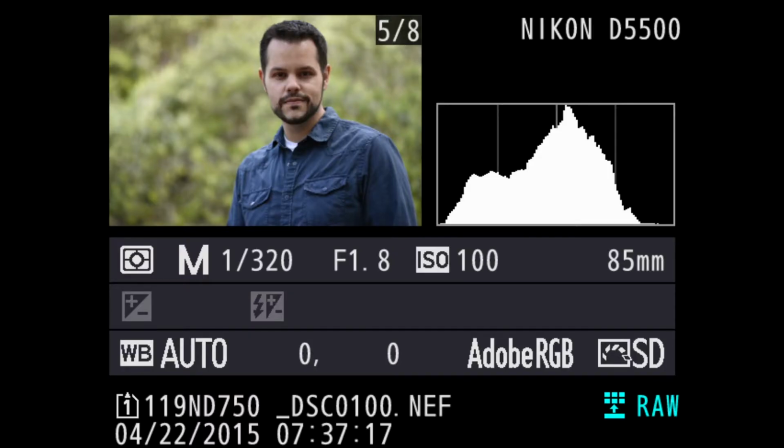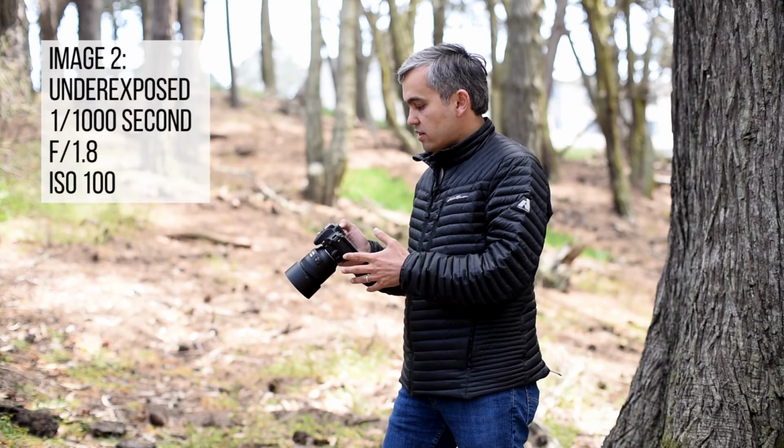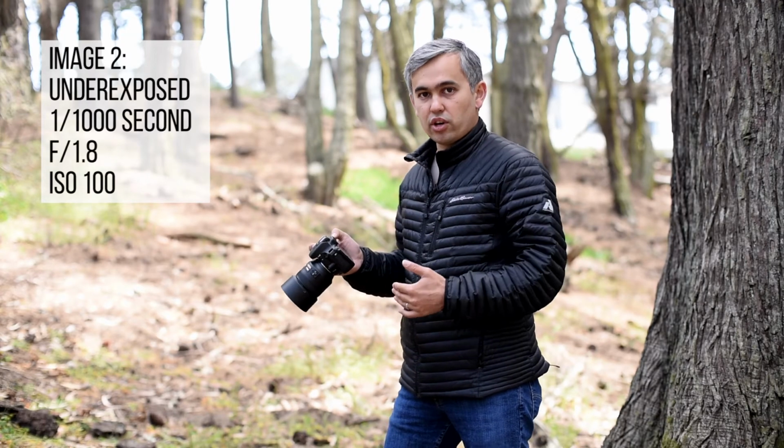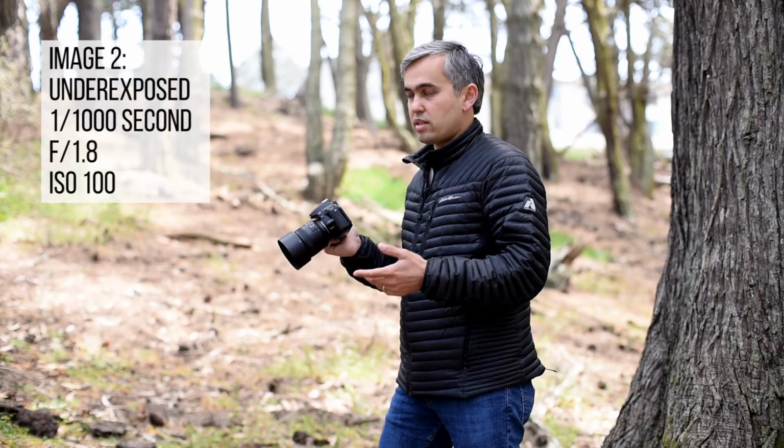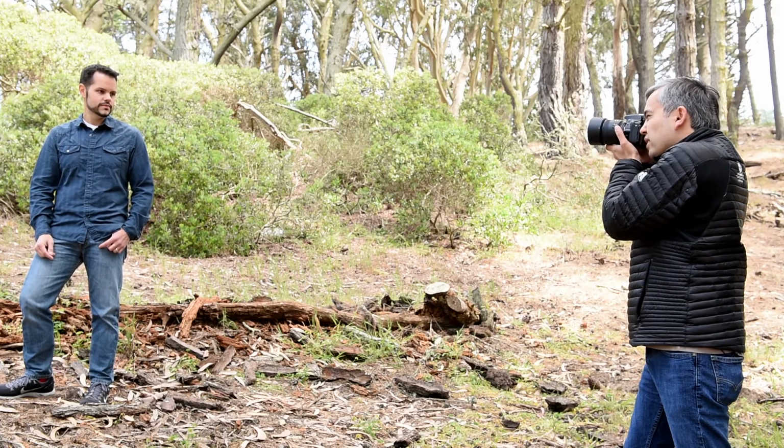But if you look at the histogram, you can see that we have a nice distribution of that histogram all over the place, from left to right. We don't have anything pushing to the left side, which means we're not dealing with any dark areas here. And then we don't have anything on the right side, which means we're not potentially losing information in the highlights. Now I'm going to take another shot, and this time I'm going to intentionally underexpose by about a stop. So let's see what happens.